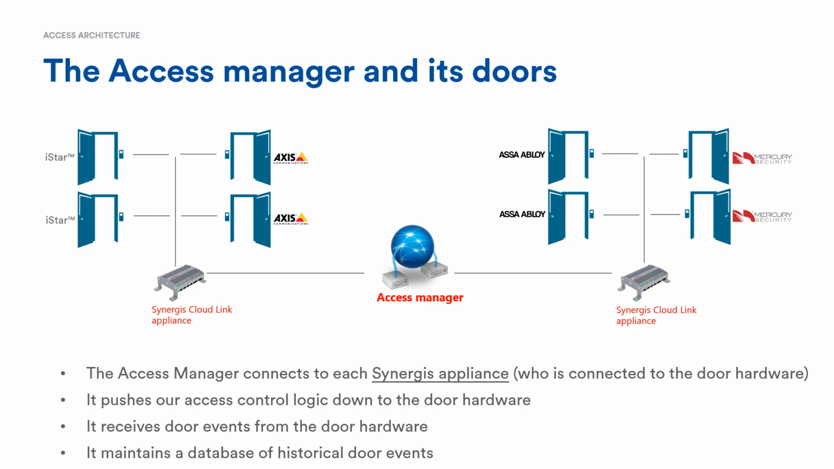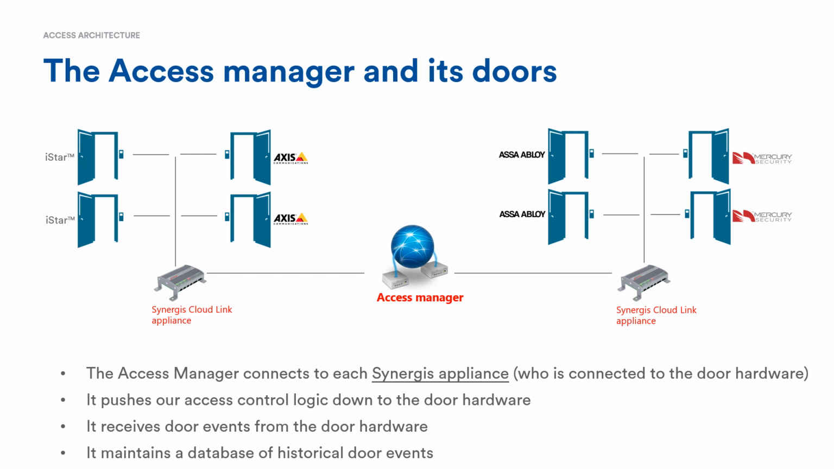Something worth pointing out in this illustration is that our quest for open architecture happens at the server level for video units, but at the appliance level for door hardware. It's the Synergis Cloud Link appliance, not the access manager role, that connects to, talks to, and manages all the different kinds of door hardware. And we can see in this illustration a mix of iSTAR, Axis, Mercury, and ASSA ABLOY door hardware, all being managed by our Cloud Link appliances.